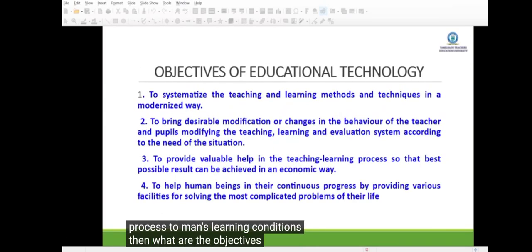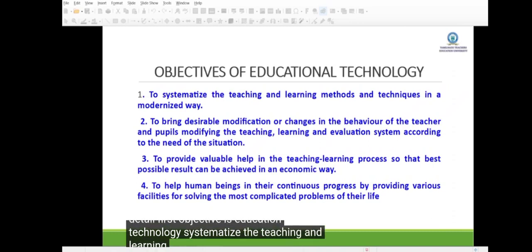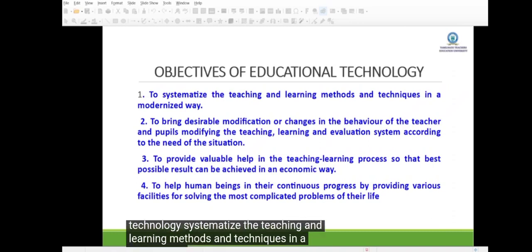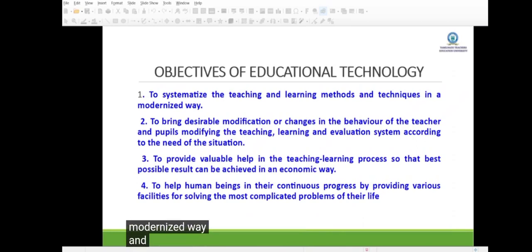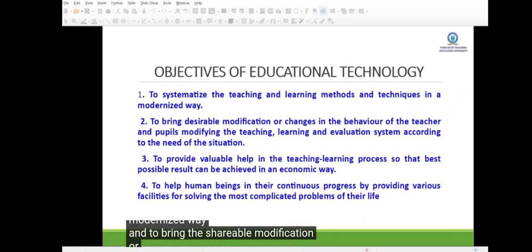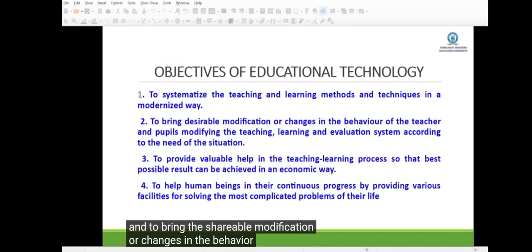Then, what are the objectives of education technology? Let us have a brief detail. First objective is that education technology systematizes the teaching and learning methods and techniques in a modernized way, and brings desirable modification or changes in the behavior of the teacher and pupils, modifying the teaching, learning and evaluation system according to the need of the situation.